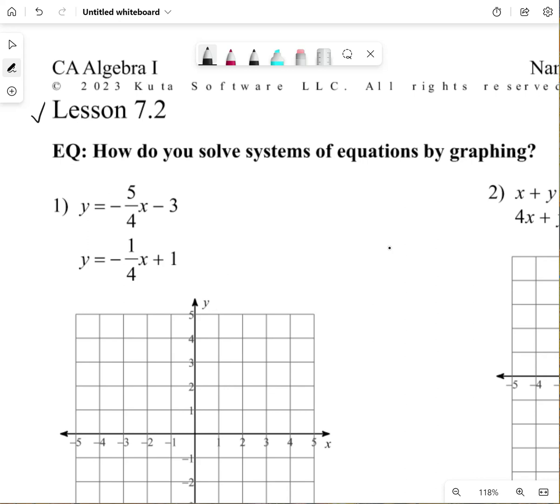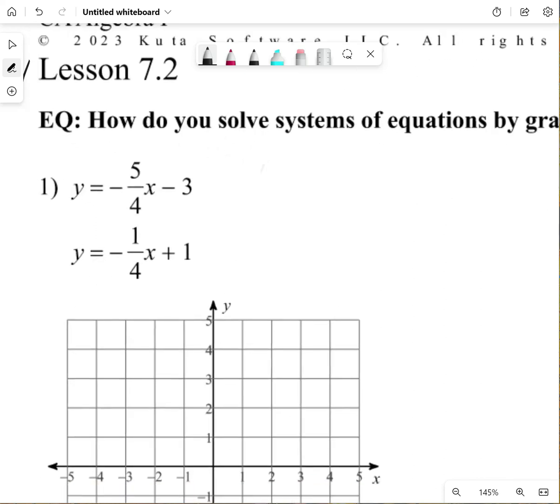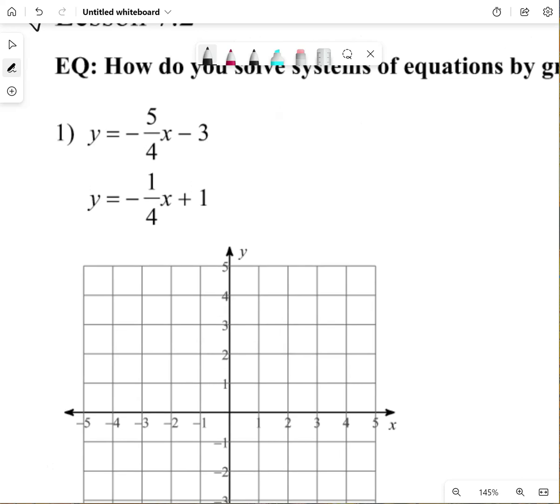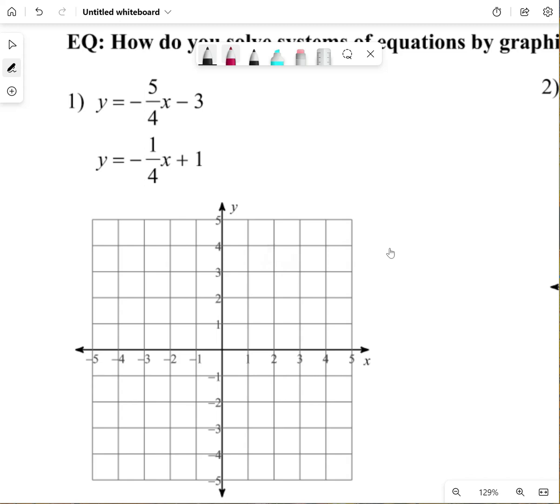So, we looked at last lesson how to solve by testing out answers. This time around, we're going to see systems more graphically. So, here essentially is what's going on. We have two equations, and we're going to graph both of those at the same time on the same plot. So, for example, we will graph this first equation.